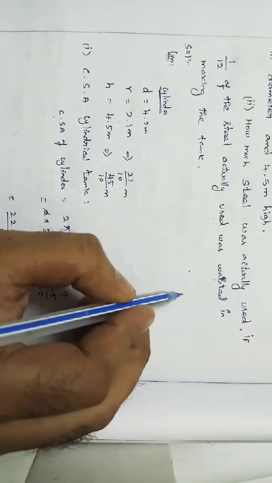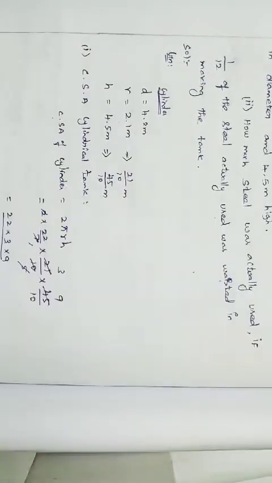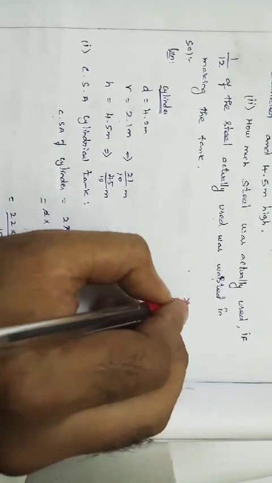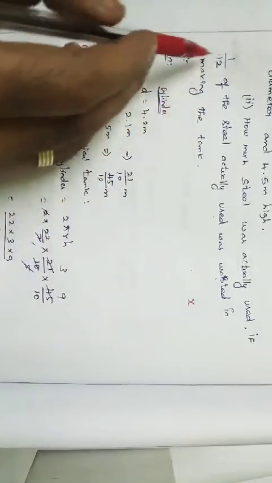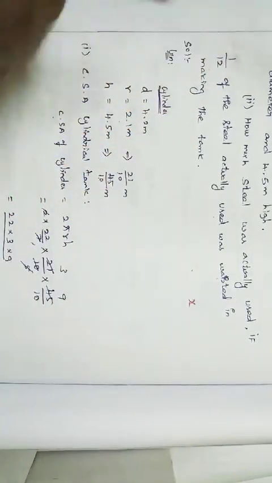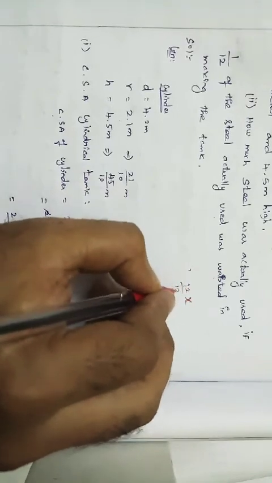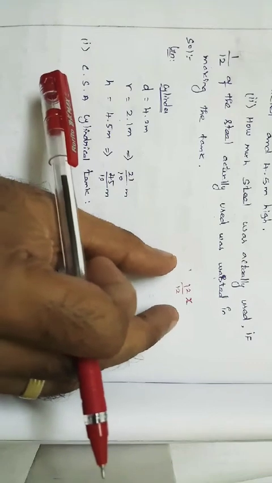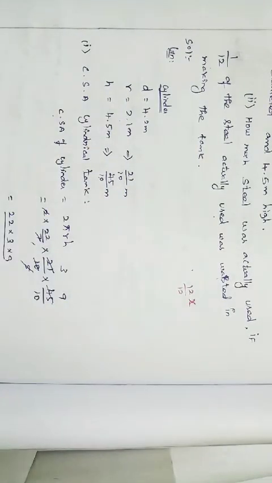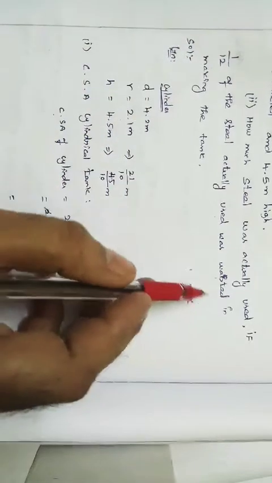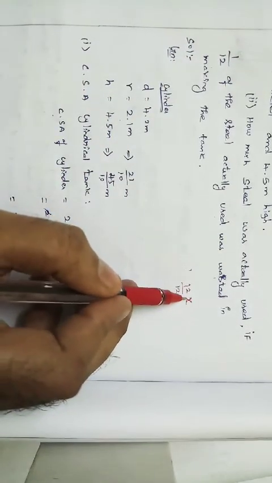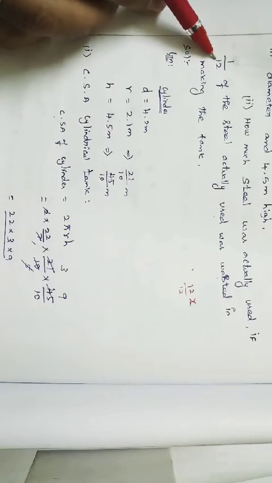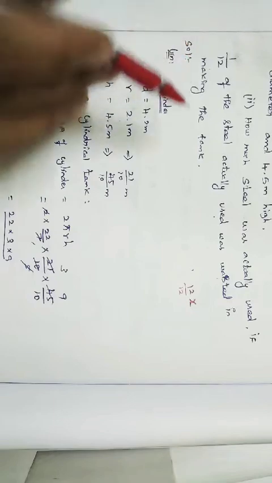So totally how many parts? It's nothing but 12 by 12, right? Total area is nothing but x meter square. I'm just writing in terms of fractions because they have given it in terms of fractions. So 12 by 12 of x is the total area of the steel, and 1 by 12 of x meter square of the steel has been wasted.